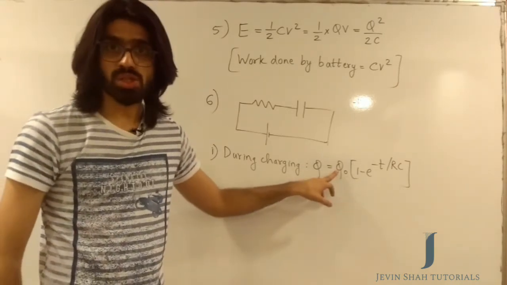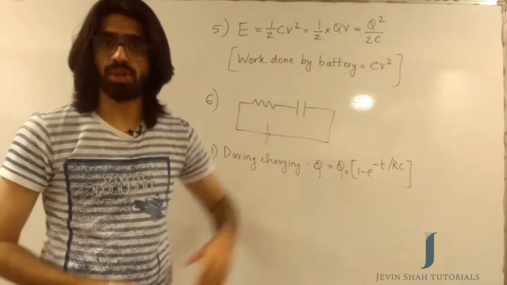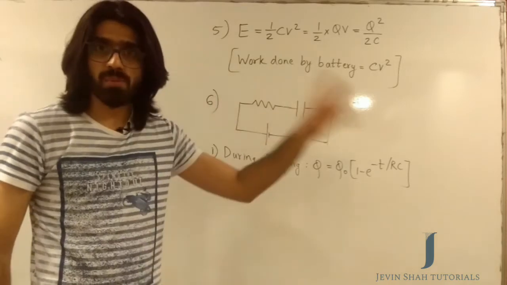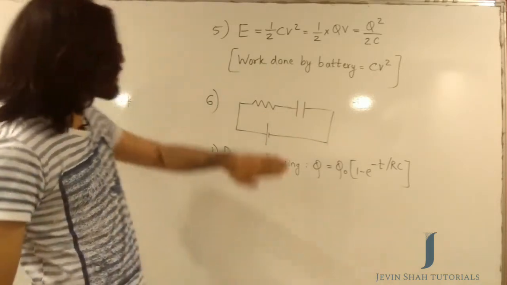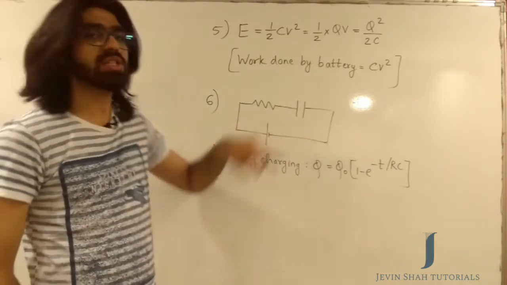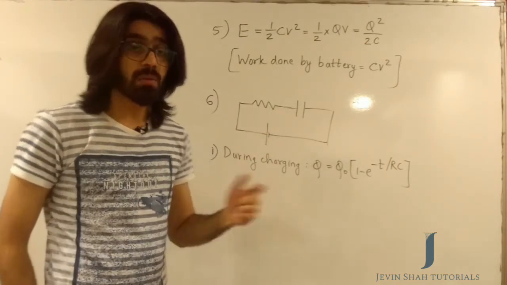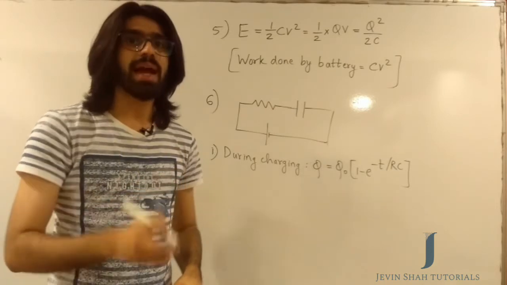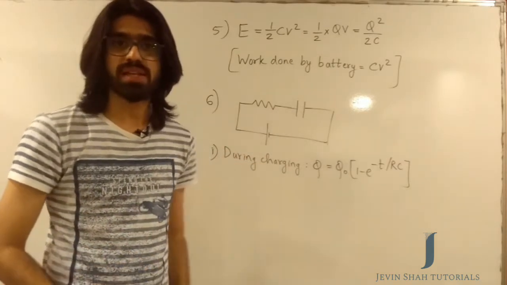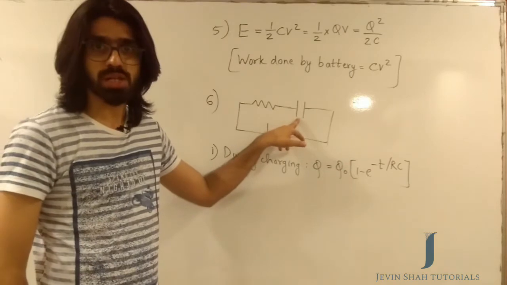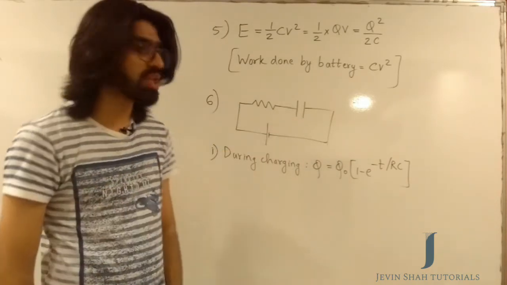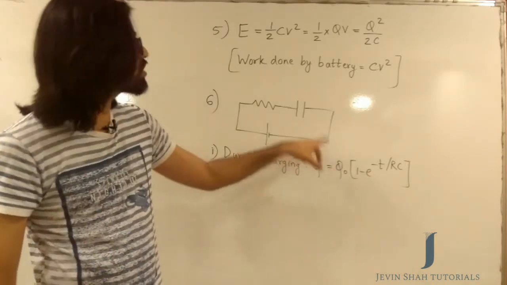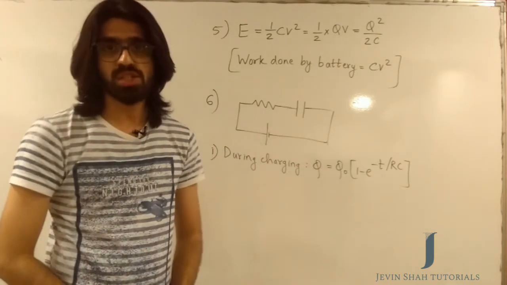Q naught is the charge after a very long interval of time. So after sufficient time has passed, we can say that now the capacitor will be fully charged. Like I said, if the resistor was not there, the charging of the capacitor would be instantaneous. But if the resistor is there, the capacitor is going to take time for charging. And after a long time has passed, we can say that the capacitor will be fully charged. So Q naught is the charge on the capacitor when it is fully charged.